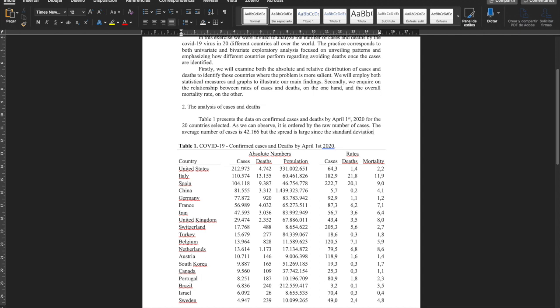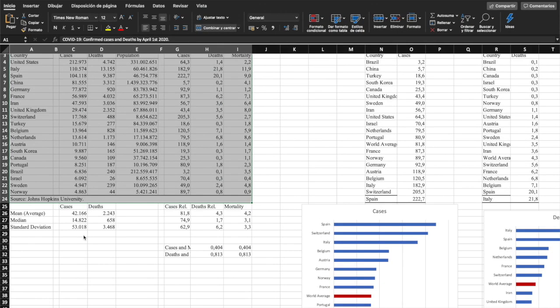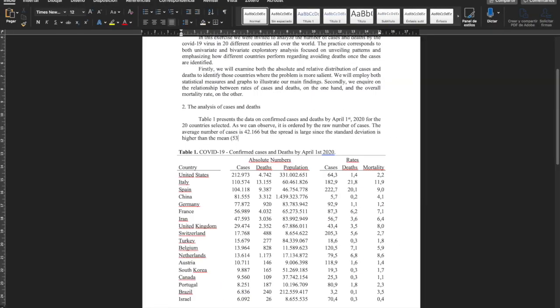You can learn about standard deviation by watching the videos that are online on Studium. So watch the videos. Again, watch the videos. You need to watch the video. If you don't watch the video, you won't learn a lot of these concepts I'm working with here in this exercise, okay? But the spread is large since the standard deviation is higher than the mean. And now I put the number, 53,018 cases.